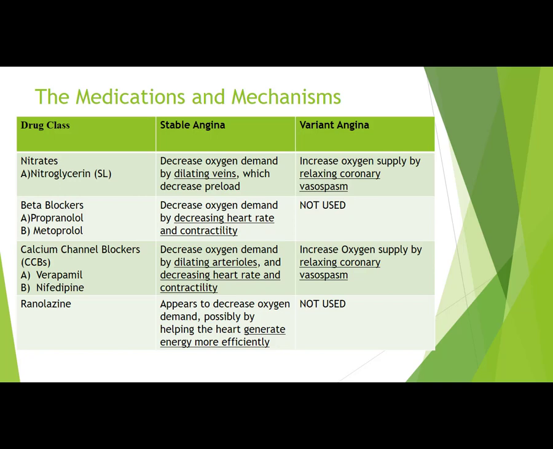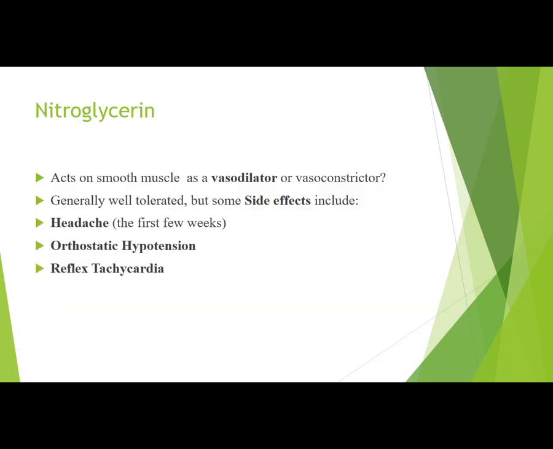And lastly, ranolazine appears to decrease oxygen demand in stable angina, possibly by helping the heart generate more energy more efficiently. That's, in theory, the mechanism by which it works. In variant angina, ranolazine is not used. So remember, beta blockers and ranolazine are both not used in variant angina, while the nitrates and calcium channel blockers are used in both stable and variant angina. Whew, okay, that was a mouthful.